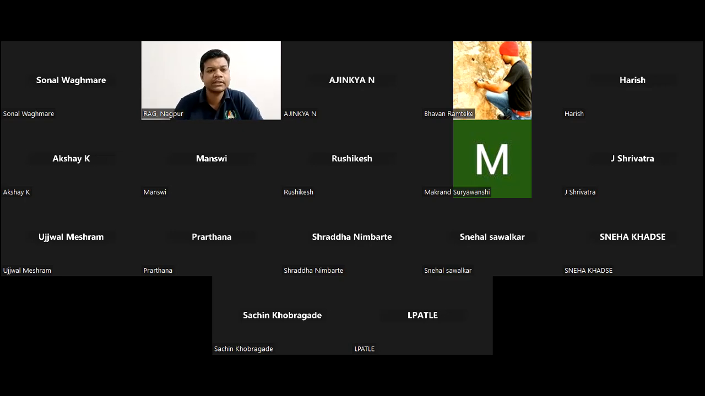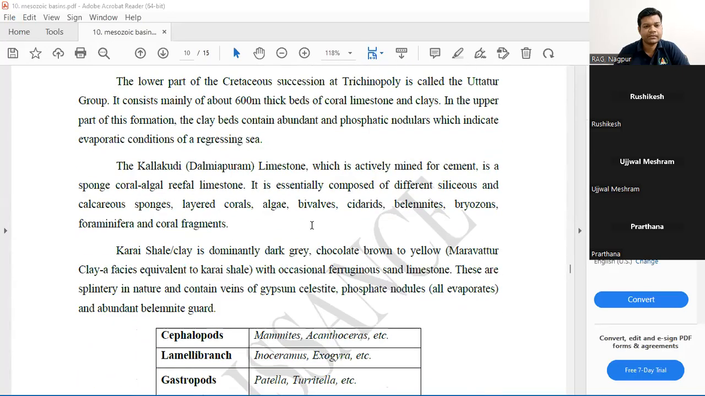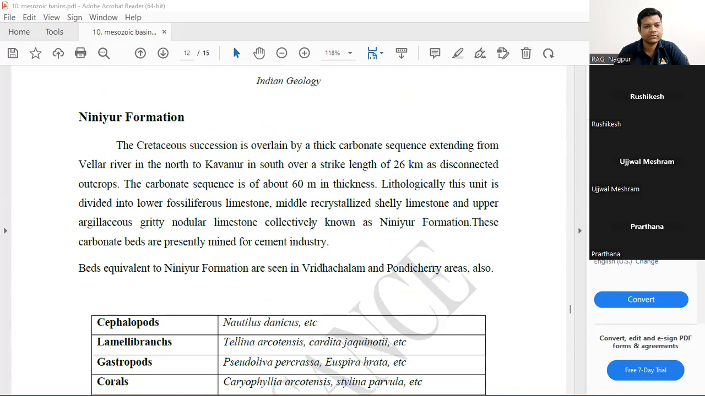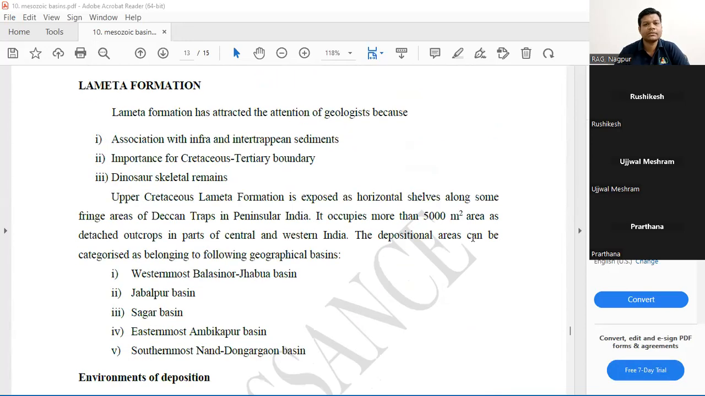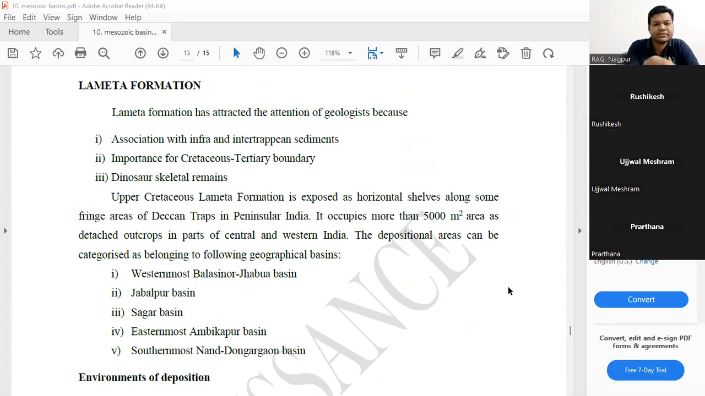Then comes the next one, which is the Lameta formation. Lametas are associated with infratrappeans and intertrappeans. As I've told you, infratrappeans and intertrappeans are one and the same thing, just their location is different. So it has association with both.